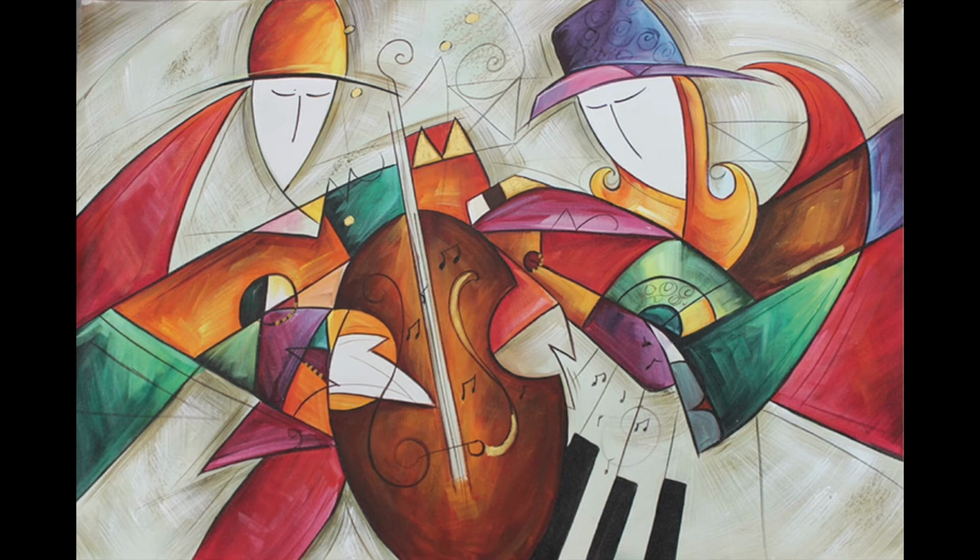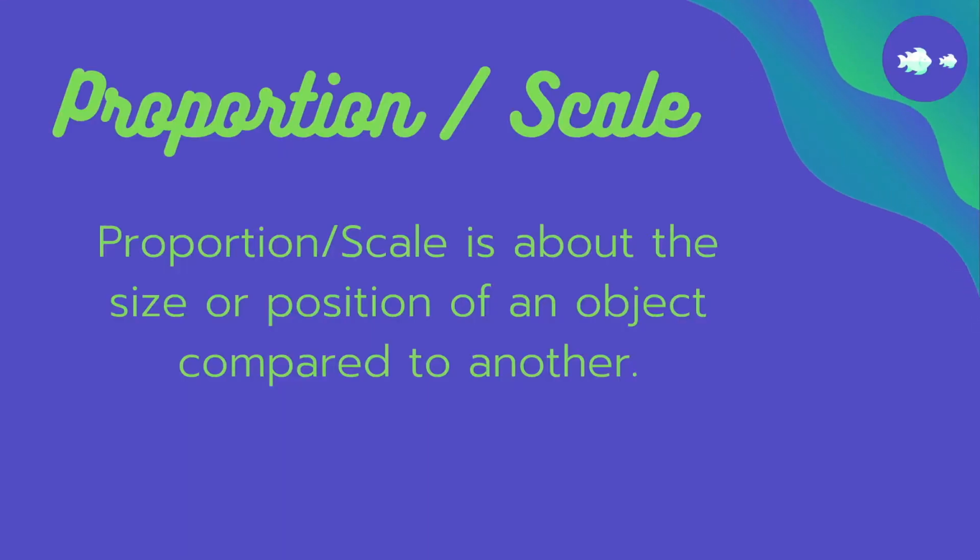In this picture, the curved lines, similar geometric shapes, and the same toned colors create the unified, harmonious art piece. Proportional scale is about the size or position of an object compared to another in order to emphasize a certain part of the picture.